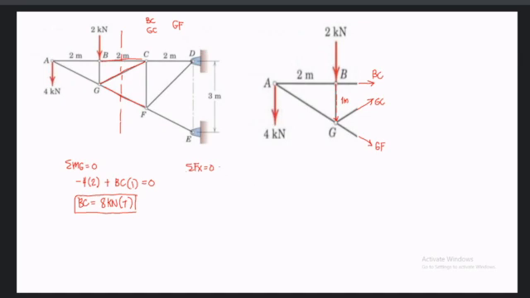So this is your BC. Now this is your summation fx, I mean, is equal to 0. So let's start with BC. So that's 8. And then plus GC multiplied by, what's the slope? Magaling na bang kumuha ng slope?